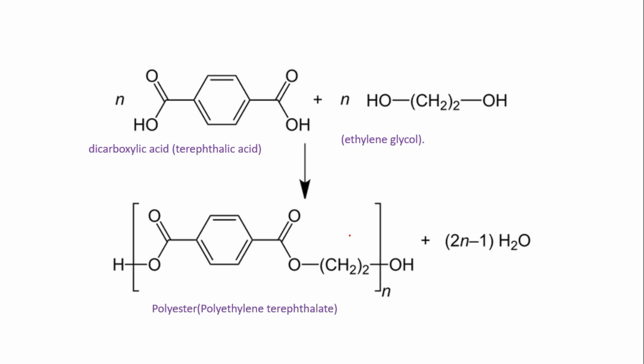And this is the polyester formation. Polyester is formed when a dicarboxylic acid, nothing but terephthalic acid, and ethylene glycol undergo condensation polymerization and form polyester, which is nothing but polyethylene terephthalate. In the condensation polymerization reaction, smaller molecules like water or methanol will be released and form the polymer. So here the water molecule, H2O, is released to form polyethylene terephthalate.